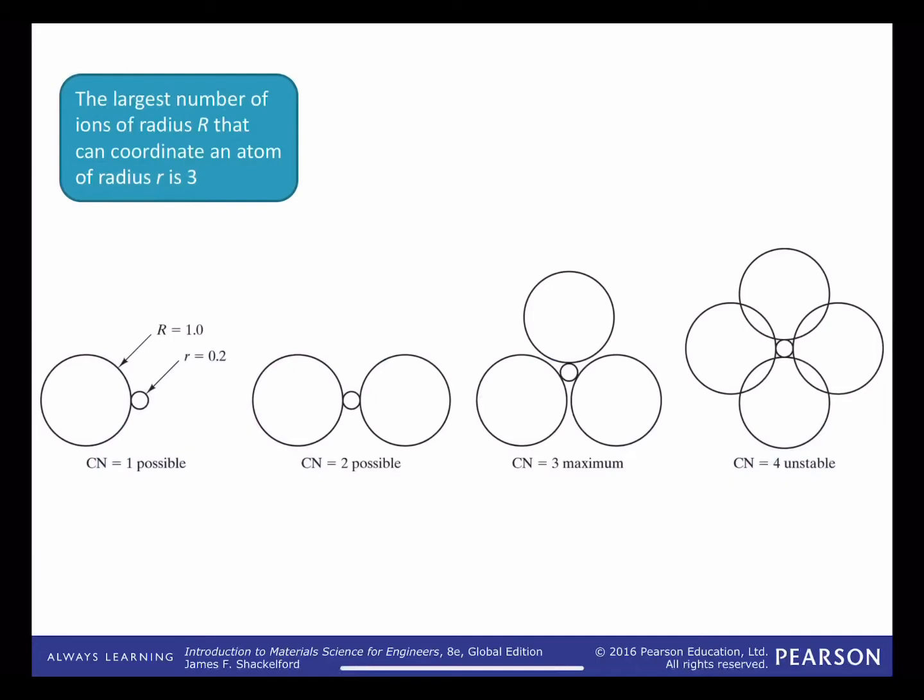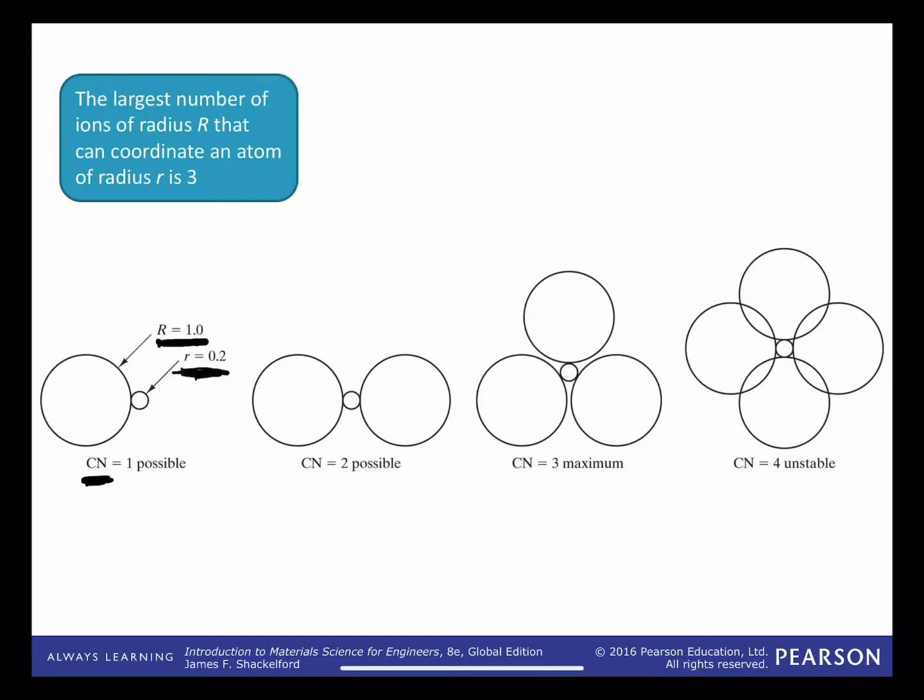Well, we can think about a coordination number, Cn, and we'll show that a simple ratiometric understanding can predict what coordination number is most likely for certain ionic compounds. So here's a situation where the cation, the smaller cation, has a small radius, r of 0.2, and the anion, being larger, has a larger radius of capital R of 1. So clearly having a coordination number of 1 is possible.